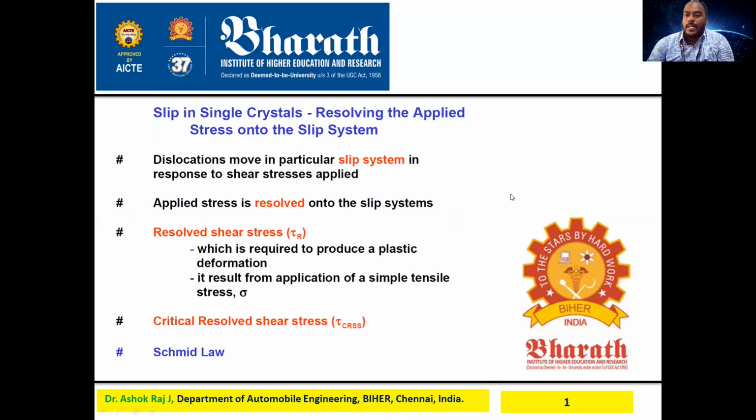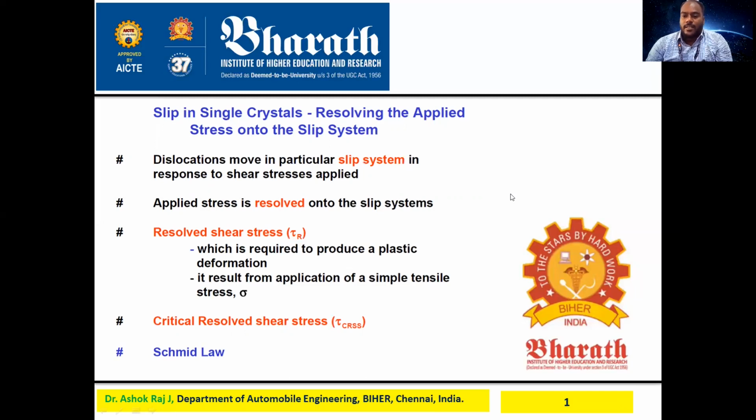And slip in a single crystal: resolving the applied stress onto the slip system. Dislocations move in the particular slip system in response to the applied shear stress. So the applied shear stress is resolved onto the slip system. Generally they call it resolved shear stress, RSS, which is required to produce plastic deformation. If you cross the RSS, it will undergo high plastic deformation. If you do not reach that RSS level, it will remain in the elastic region, so you can come back to the original position.